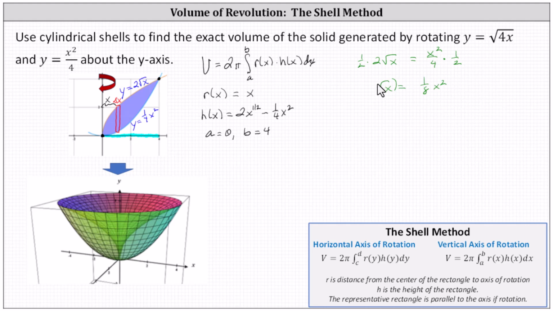And now we'll square both sides to eliminate the square root, which gives us x equals 1/64 x to the 4th. Next, let's multiply both sides by 64, which gives us 64x equals x to the 4th. And now let's set the left side equal to 0 by subtracting 64x on both sides, which gives us 0 equals x to the 4th minus 64x. And now we'll solve by factoring.